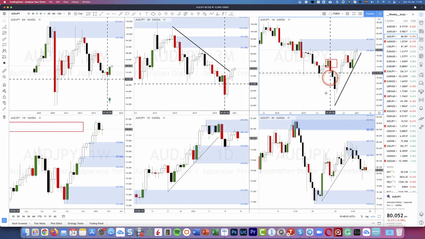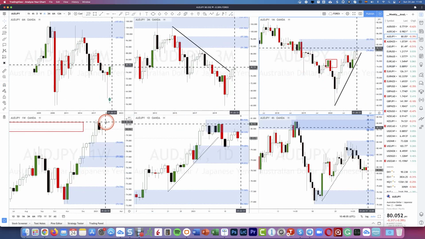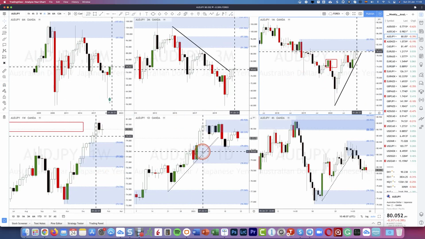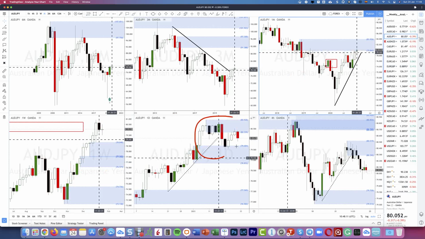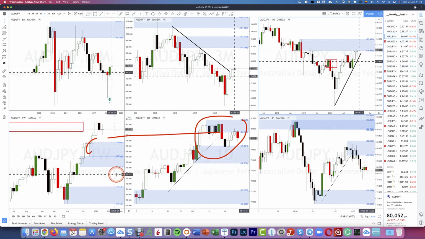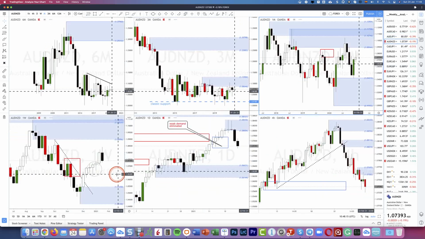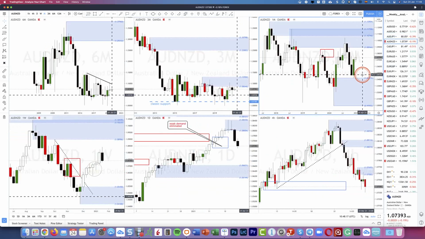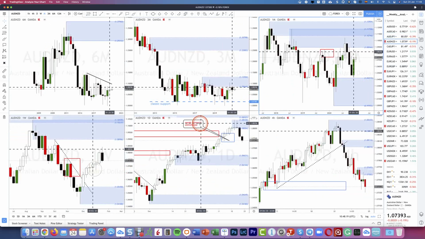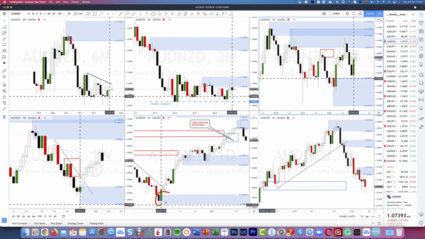So we have a monthly uptrend, weekly demand zones, the daily area of demand is in control, longs if new areas of demand are created. If the daily is out of alignment, we need weekly imbalances for longs. Aussie Kiwi, monthly area of demand is in control. No retracement to this daily area of demand.